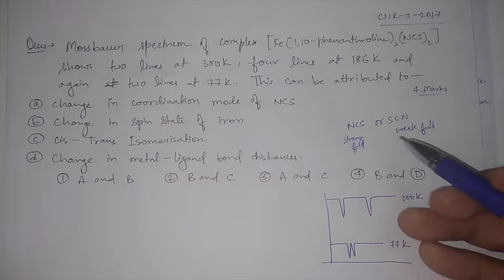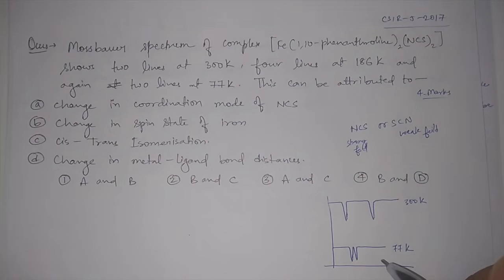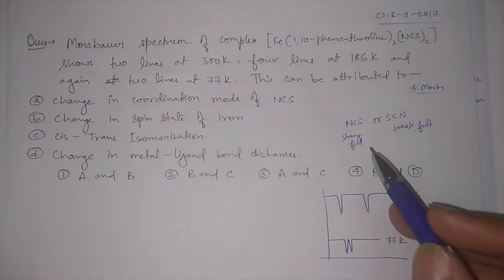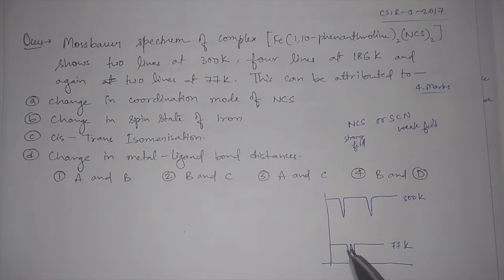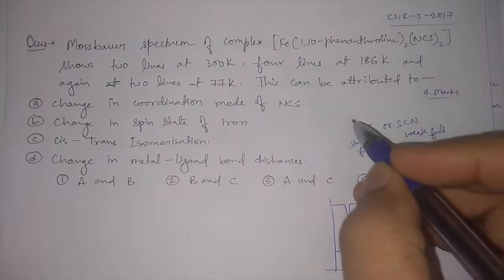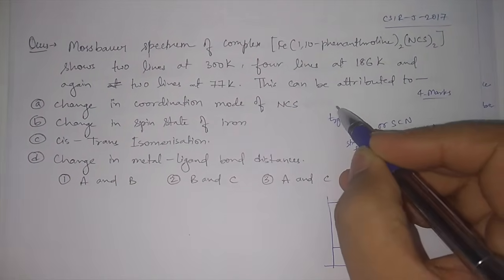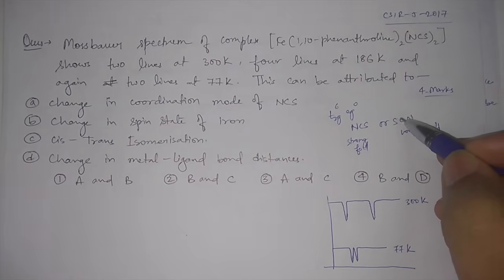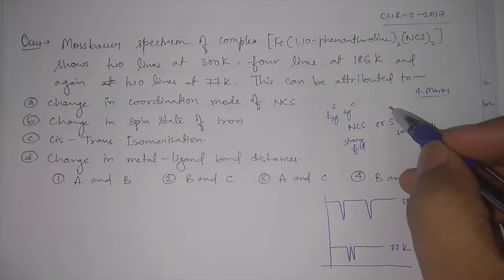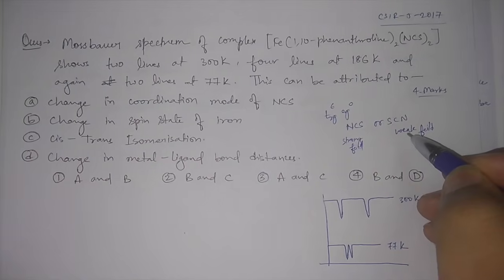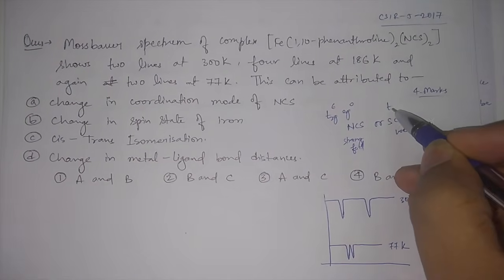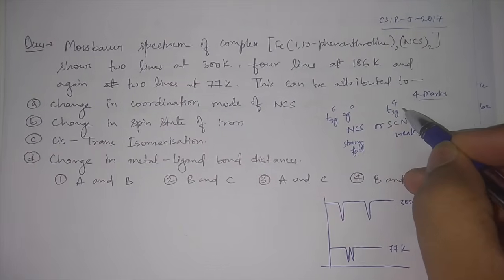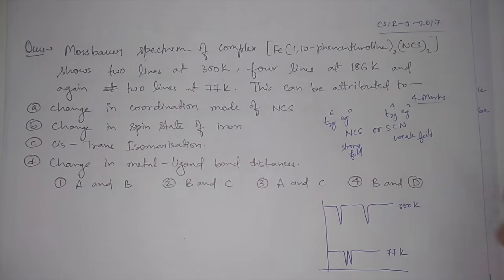So d6 strong field will give you a low spin complex. When you have a low spin complex, it will have the electronic configuration t2g6 and eg0. In case of SCN binding, it will be a high spin complex, with electronic configuration t2g4 and eg2. So it will be like that.